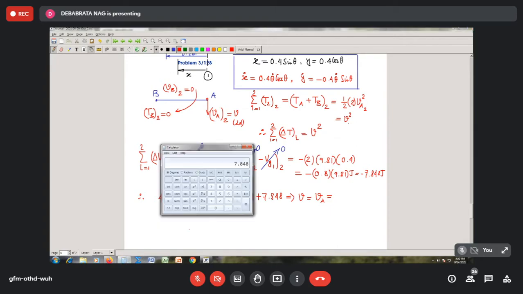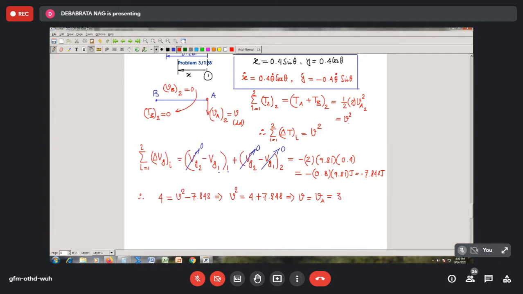That will be equal to how much? To it we add 4, and then take the square root. It is coming out to be 3.442 meter per second in the downward direction. That you also need to mention. This is the velocity with which it is coming and hitting the block at this position.